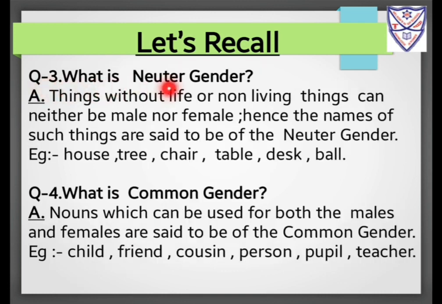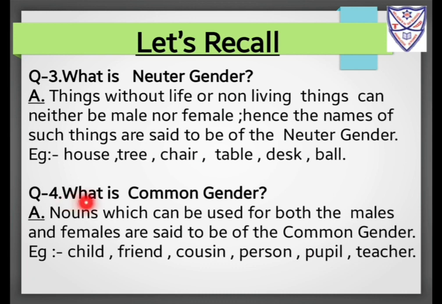Question 3. What is neuter gender? Now things without life, or we can say non-living things, can neither be male nor female. Hence, the names of such things are said to be of the neuter gender. For example, house, tree, chair, table, desk, ball. So whenever we see things which are without life, which do not exist in life form, it is said to be of the neuter gender, which cannot be male or female.